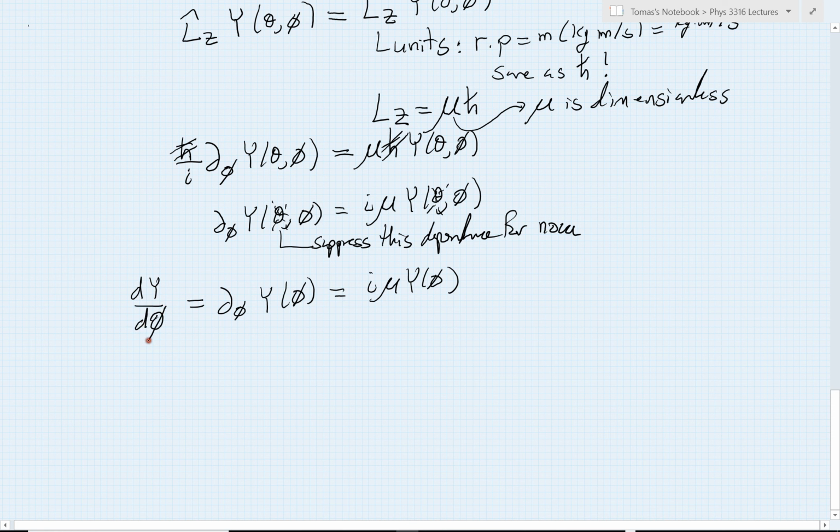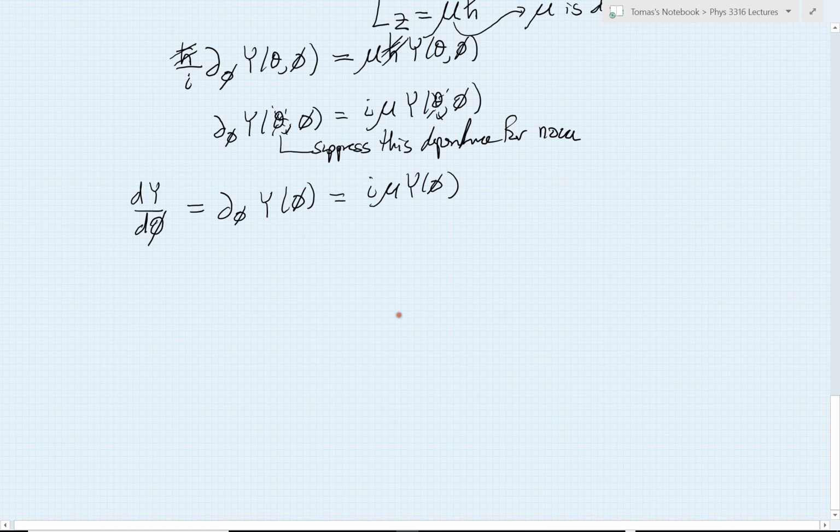This is dy d phi. And now I have an ordinary differential equation to solve. And we can solve that in the usual way using the ordinary differential equation version of separation of variables. We move all of the y's to one side of the equation. I can do that by dividing both sides by y. And we put all of the phi dependencies on the other side of the equation, and we can do that by multiplying through by d phi.